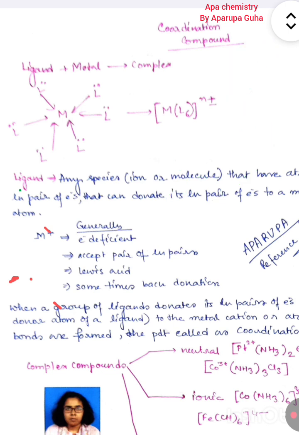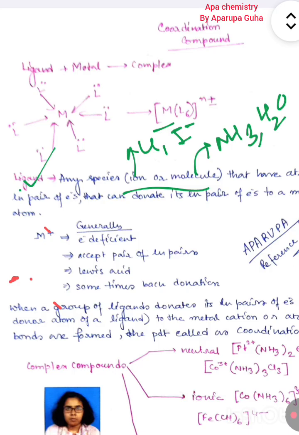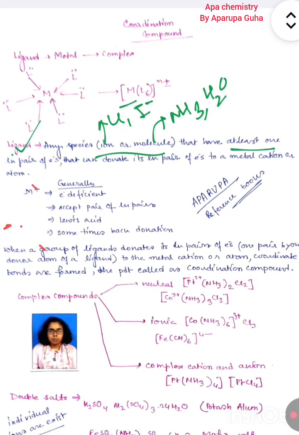Okay. Now ligand is any species that may be an ion or a molecule. Ion like, as for example, Cl minus, I minus, these are anions, and molecules like NH3, H2O. Okay, that has at least one lone pair of electrons. At least means minimum. Maybe maximum 2, 3, 4 lone pairs may be there, but minimum one lone pair should be there, because the ligand should donate its lone pair. Okay, and that can donate its lone pair to the metal cation or atom.